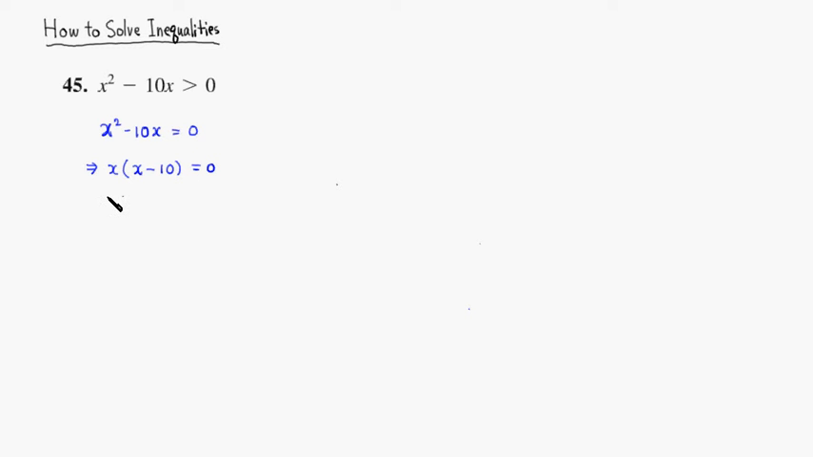Which means that x has to be 0 or 10. So we know that this left hand side is going to be equal to 0 if x is 0 or x equals 10. But we don't want 0. We want the left hand side to be positive.